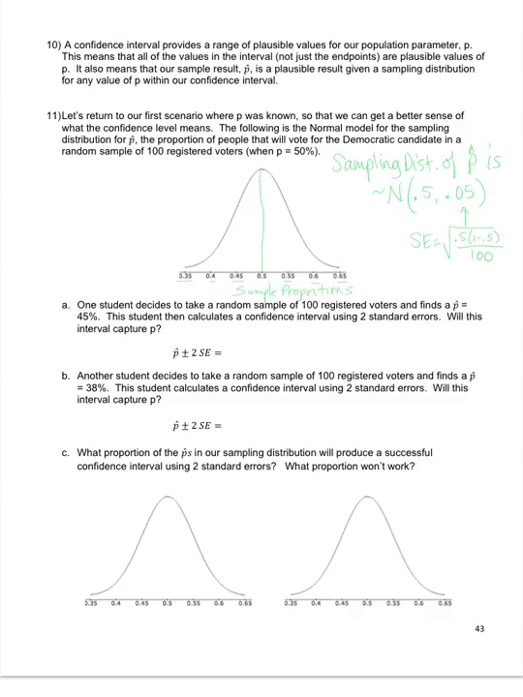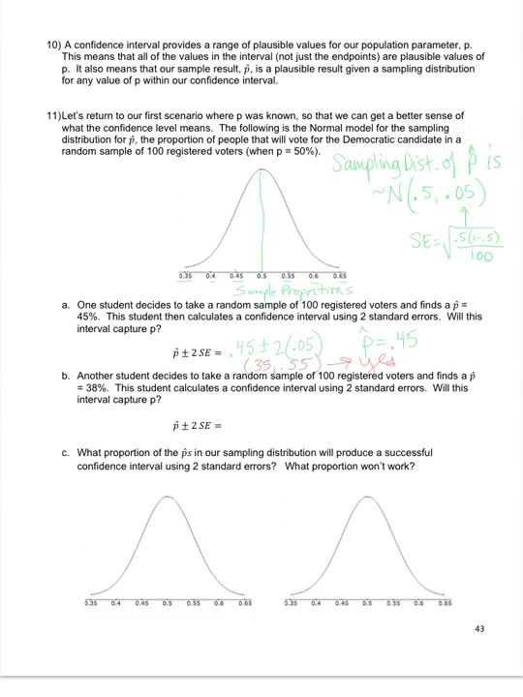Okay, so in part A, one student decides to take a random sample of 100 registered voters and finds a P hat of 45%. The student then calculates a confidence interval using 2 standard errors. Will this interval capture P? Keep in mind 45% is the same as 0.45. So if we do 0.45 plus or minus 2 standard errors, and your standard error is 0.05, we get the interval 0.35 up to and including 0.55. So we would say yes, this interval works.